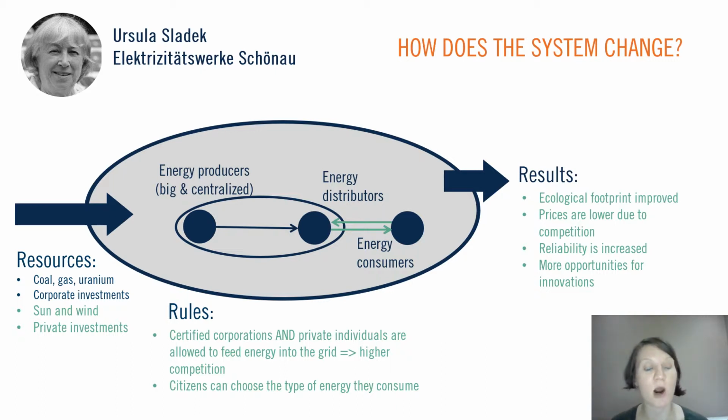Have a look at how our Rs have changed in the system. We have added sun, wind, and private investments into resources. To the rule sections, we have added the fact that private individuals are now allowed to feed energy into the grid, and citizens can choose the type of energy they consume. In the results section, we have added that ecological footprint has been improved, prices have become lower due to competition, reliability has increased, and more opportunities opened for innovation. You can also see the changed relationship between energy consumers and energy distributors.